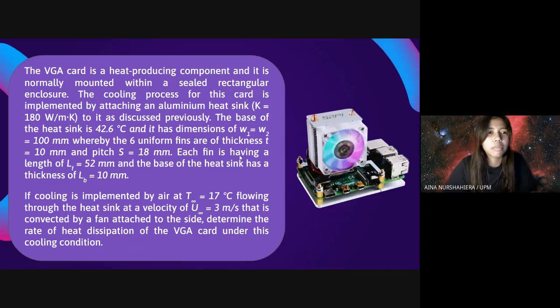The cooling process for this card is implemented by attaching an aluminium heat sink with a conductivity of 180 W/m·K to it, as discussed previously by Hanif. The base of the heatsink is at 42.6 degrees Celsius, and it has dimensions of W1 equal to W2 equal to 200 millimeter, whereby the 6 uniform fins are of thickness t equal to 10 millimeter and pitch 18 millimeter. Each fin has a length of 52 millimeter.